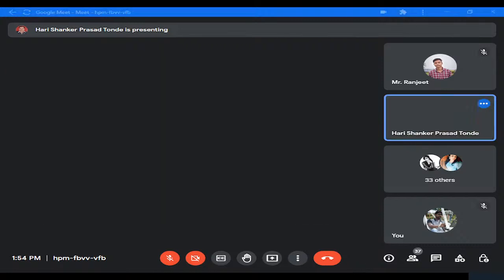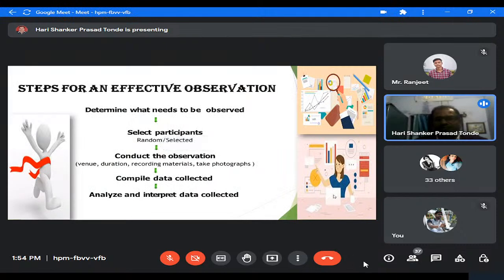Conduct the observations, means venue, duration, recording materials, take photographs of the particular observations that are coming as a result, compile the data collected, and analyze and interpret the data collected. Means once the data is coming as an output, as an outcome of the particular research problem, we have to analyze and interpret the data. Once we analyze the data, then definitely interpretation is necessary, whether it is useful or useless to us. Which data we have to take with us and which data we are going to drop. Why? Because that data is not concerned with us. So we have to analyze and interpret the data that is coming from the observations.